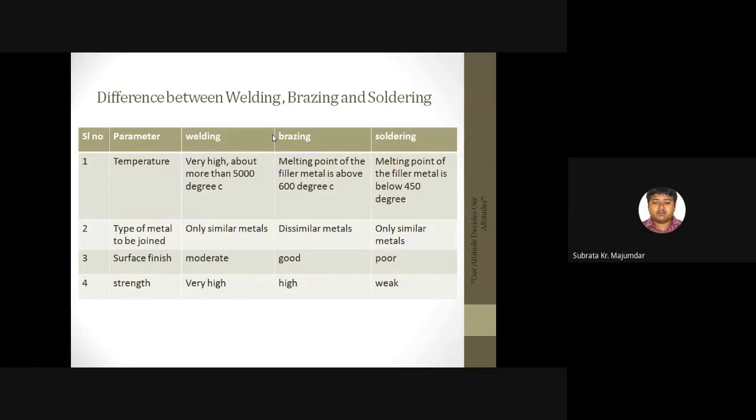These four differences are very important. Except for these four, there are several other differences between the three. For example, welding is a much more complicated process compared to the other two. Brazing is more complicated than soldering, but less complicated than welding. Soldering has no complication. It is a very easy way.